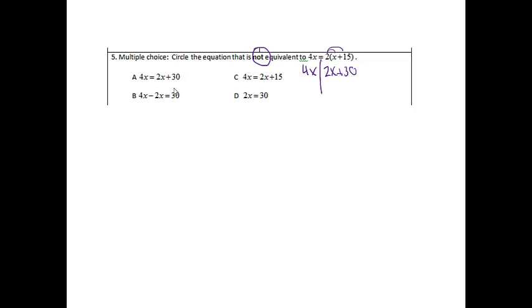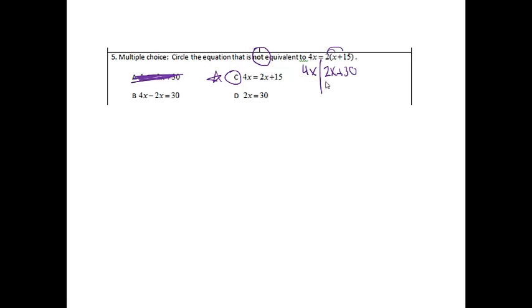Now I notice that part A is an exact match, so I'm going to get rid of that one because that definitely is equivalent. And I'm kind of going to just go from here. I could go one more step. I notice that C says 4x equals 2x plus 30, and this one says 4x equals 2x plus 15, so I automatically know that one can't work.